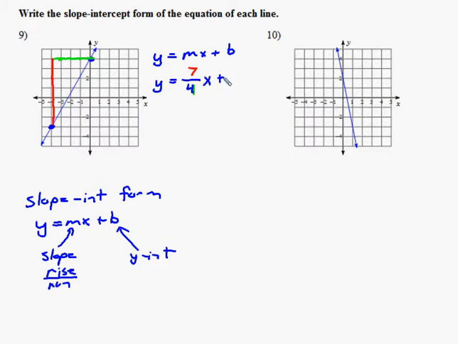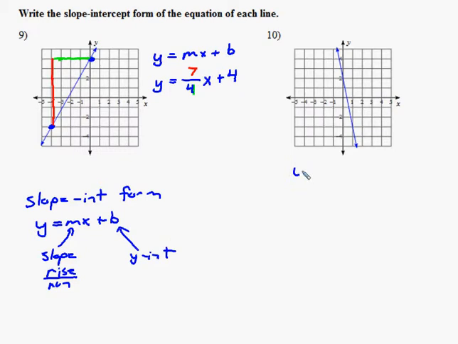plus our y-intercept. So all we have to do is see where our line crosses the y-axis. It crosses there at 4. So our equation is y equals 7/4 x plus 4. Just remembering for our slope, we went up 7. That's why it was a positive 7, and right 4, which was a positive 4. If we would have gone down, that's negative, or left is negative.